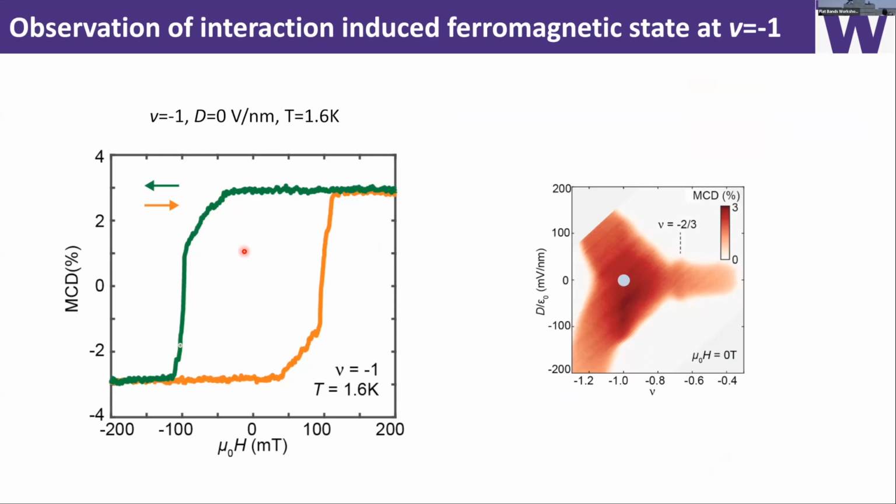Then we measure this MCD signal as a function of the magnetic field sweeping back and forth. So clearly, you can see a very pronounced hysteresis loop. This is just the hallmark of the ferromagnetism of the system, and a similar thing can be done at all the filling factors.